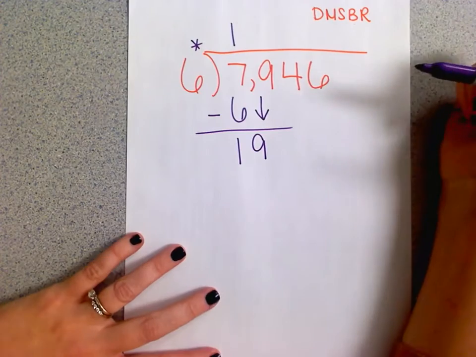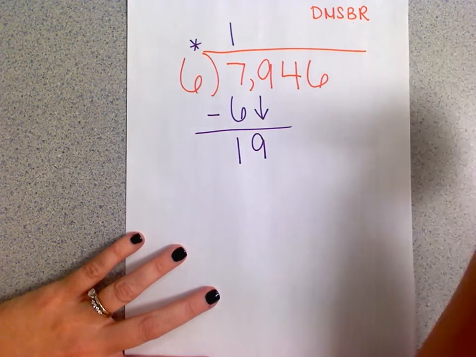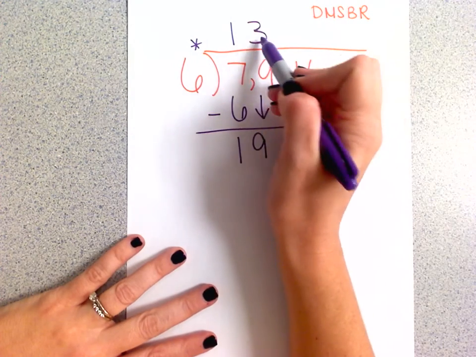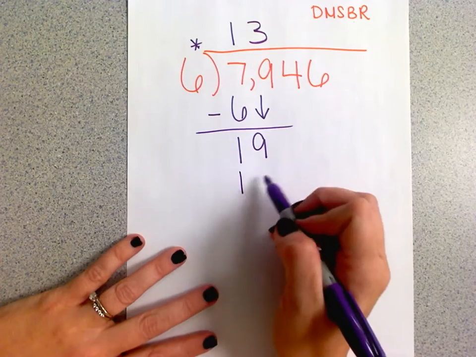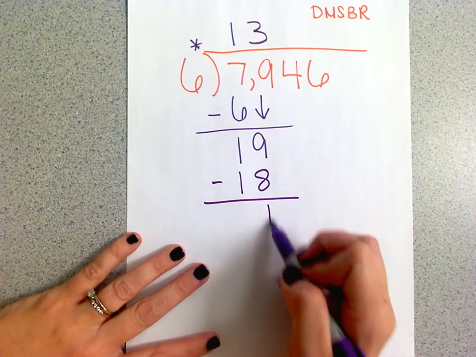6 goes into 19. How many times? Think of your fact triangles. 6 times 3 is 18. Subtract. 19 minus 18 is 1.